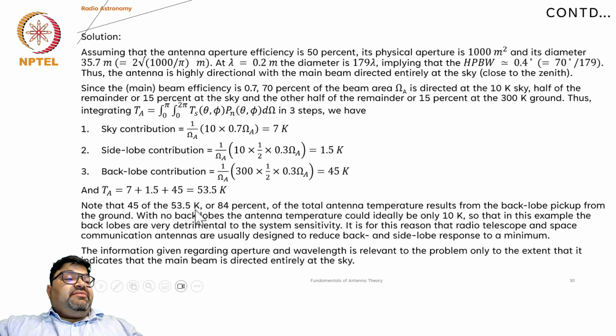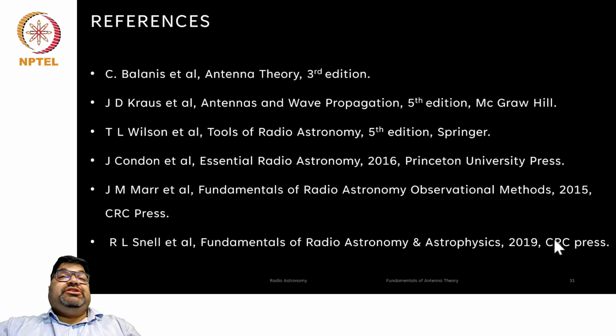45 of the 53.5 Kelvin, or 84% of the total antenna temperature, results from the back lobe pickup from the ground. With no back lobes, the antenna temperature could ideally be only 10 Kelvin. So in this example, the back lobes are very detrimental to the system sensitivity. It is for this reason that radio telescopes and space communication antennas are usually designed to reduce back and side lobe responses to a minimum. There's a design constraint, and we should be understanding and deriving more on that.